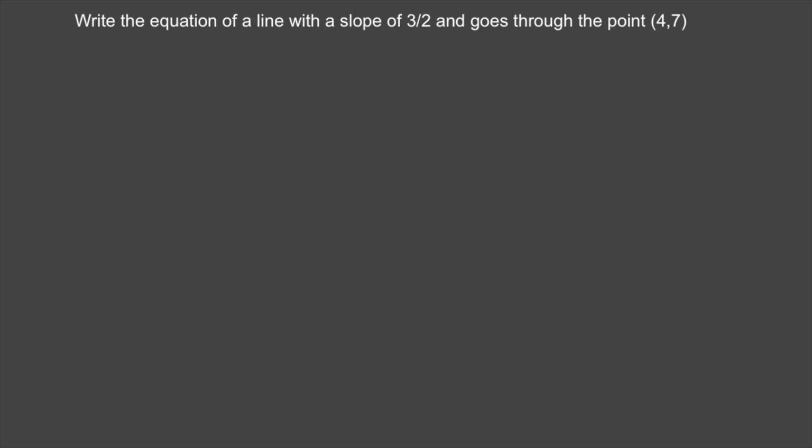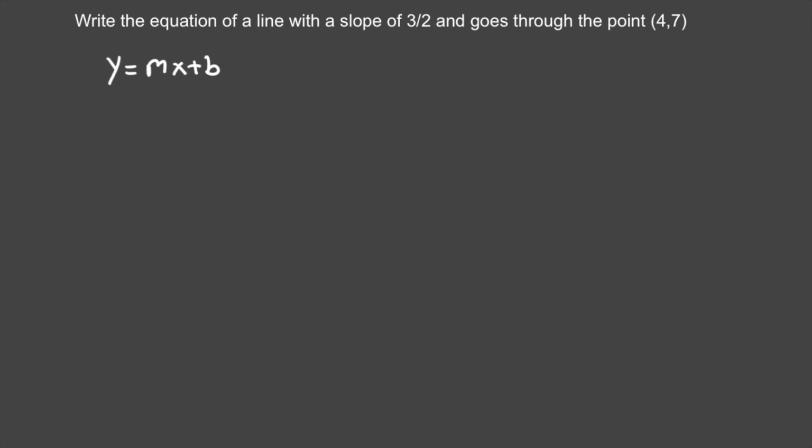In this example, we're asked to write the equation for a line with a slope of 3/2 that goes through the point (4, 7). Now we could do this with a couple different versions of the formula, but we're going to be using slope-intercept form. You could also use the point-slope form, but again, we're just going to use slope-intercept form. So y equals mx plus b.